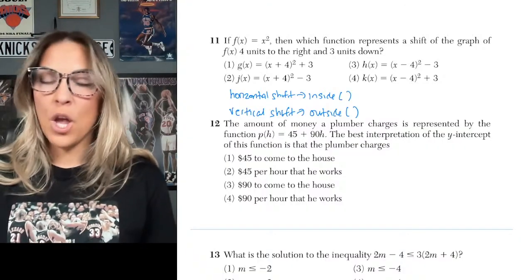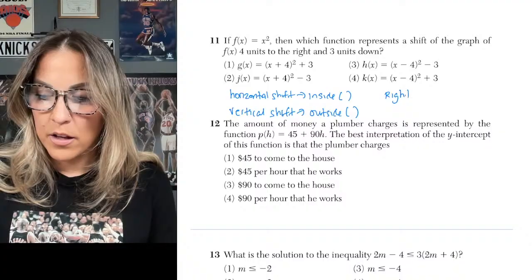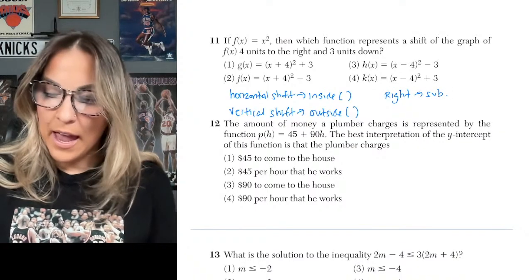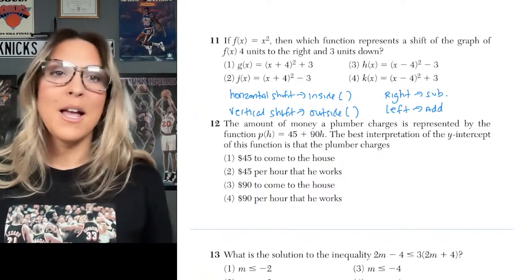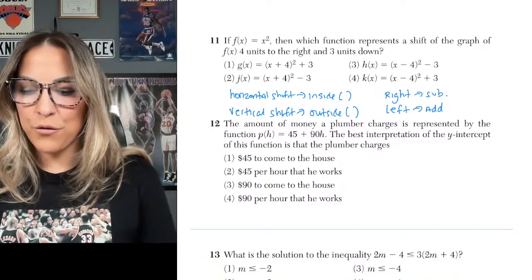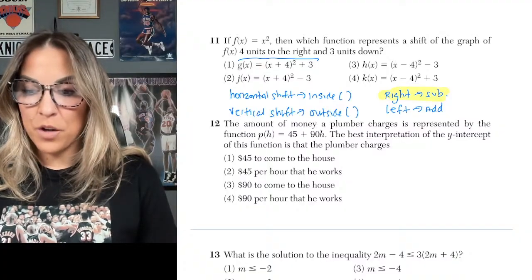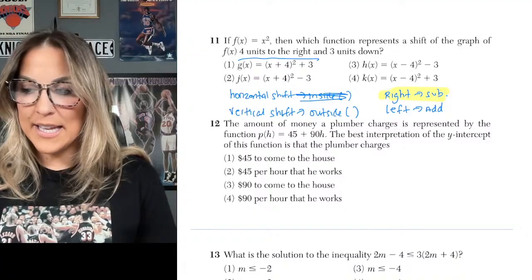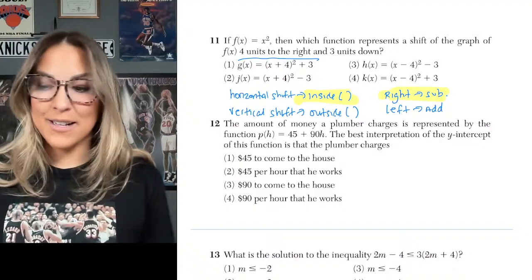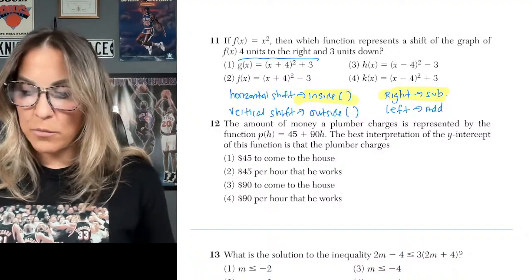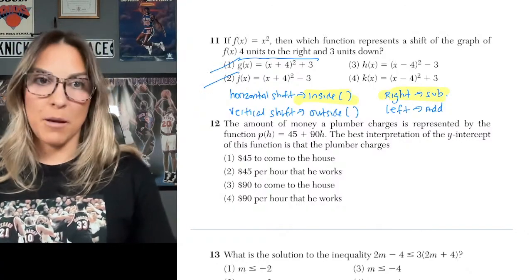It's going to be the number that's being added or subtracted outside of the parentheses. Second important thing to know, when you're moving left and right, if you are moving to the right, we are subtracting. And if we're moving to the left, we are adding, which seems a little bit backwards, but hopefully you can remember that. So if we're going to shift 4 units to the right, and I just told you that right means subtract, and that the horizontal shift is inside of the parentheses, then that means that we are looking for a 4 to be subtracted from the x inside of the parentheses. So I'm looking at my answer choices and I see that 1 and 2 are gone because that has a plus 4 inside, and we said it's going to be a minus 4.